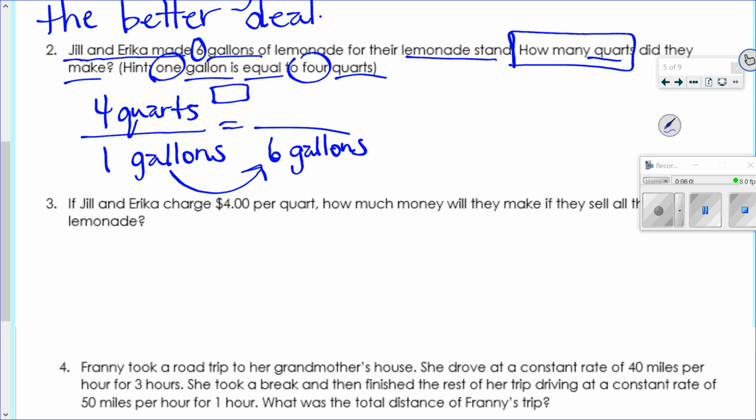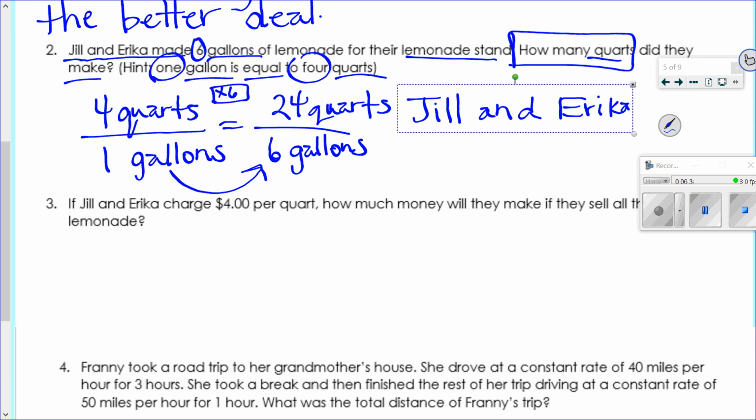Guys, when you increase, that's multiplication. When you decrease, that's division. So we went from 1 to 6. Multiply by 6. And just like Avery said, 4 times 6, that gives you what? 24 quarts. Good. Very good. Okay, so Jill and Erica made 24 quarts of lemonade.